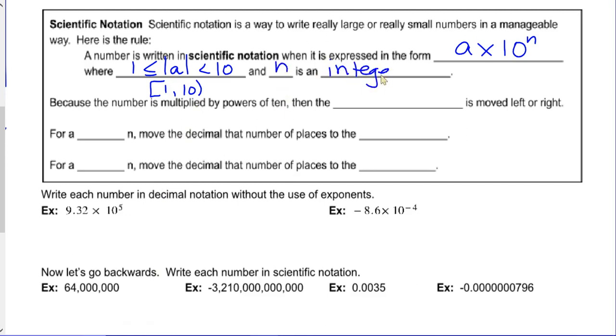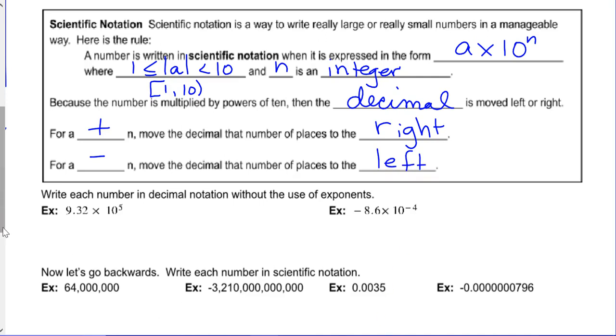So if we go back to section 1, you should hopefully recall that those are all the positive and negative whole numbers. Now, because the number is multiplied by a power of 10, then the decimal is moved left or right. So that's kind of the layman terms when you're multiplying by powers of 10. For a positive n, move the decimal that number of places to the right. That means I'm multiplying by 10 to the 5th power, which means it gets really big. In order for a number to get big, we're going to move our decimal to the right. If our n is negative, then we're going to move our decimal that many places to the left, which would create the very, very small numbers.